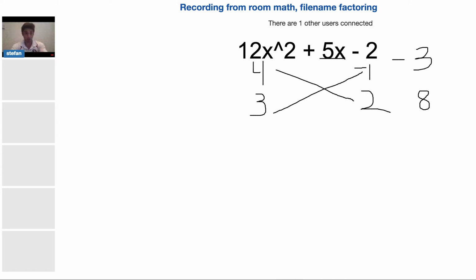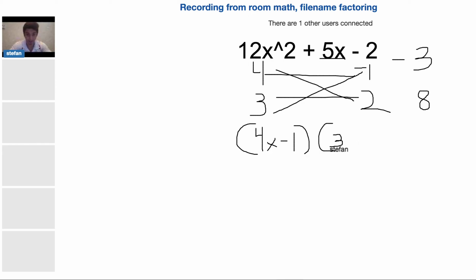So now your equation is set up where all you have to do is go right across. So for the top, it'd be 4x minus 1, and the minus 1 is from this negative over here. And you do the same thing with the bottom: 3x plus 2. So it's a positive.